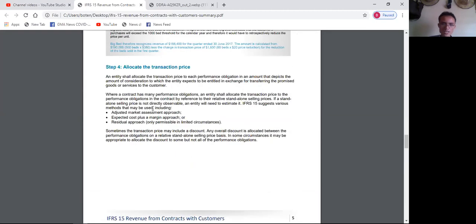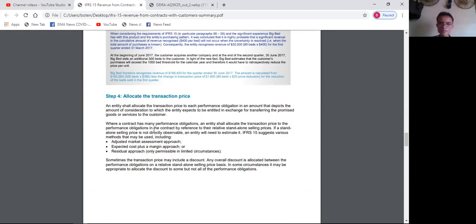Okay, so step 4. In step 4, we will be allocating the transaction price. The question is, when do we allocate the transaction price? It is when the items are in a bundle.